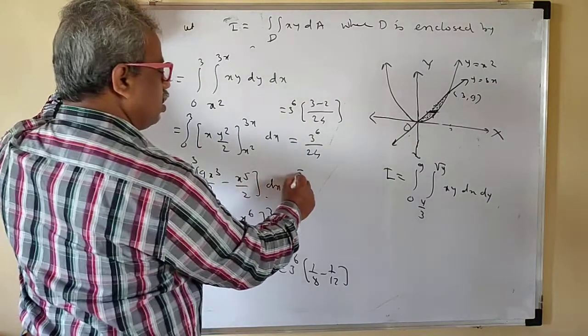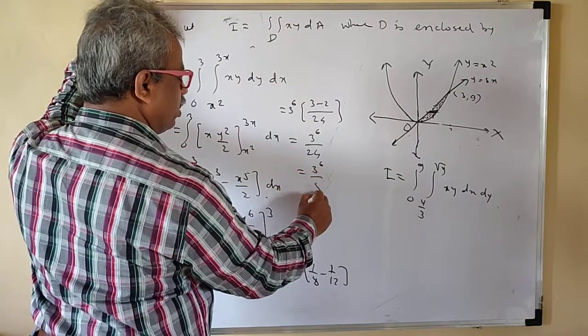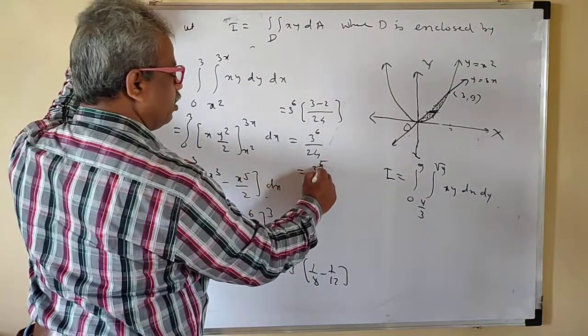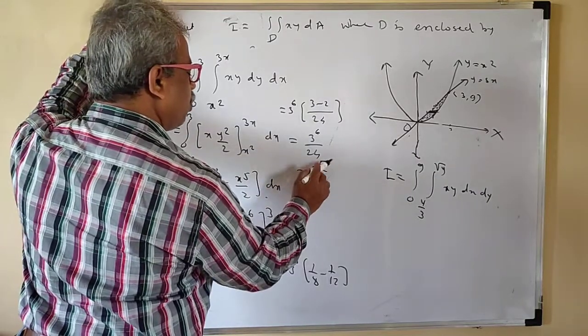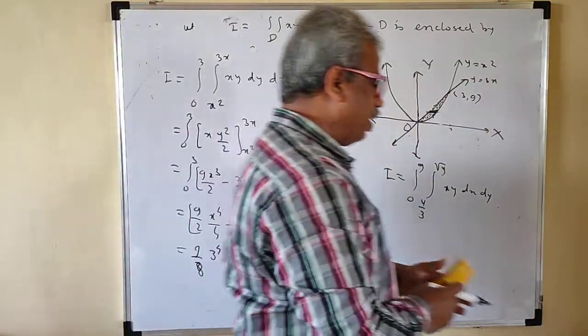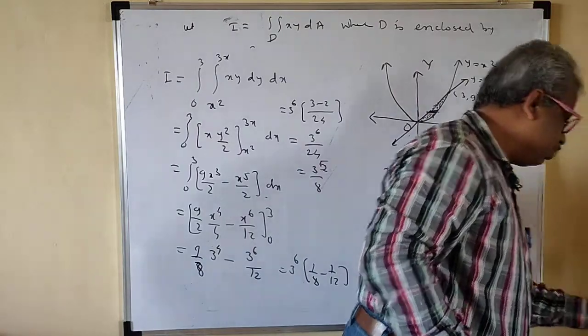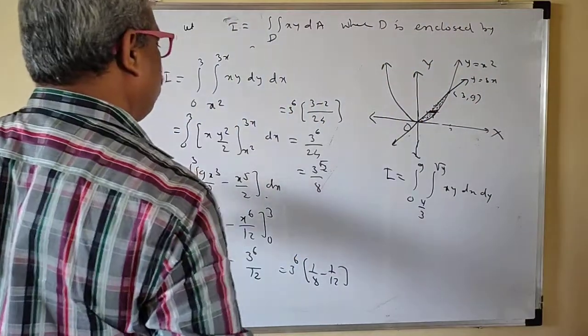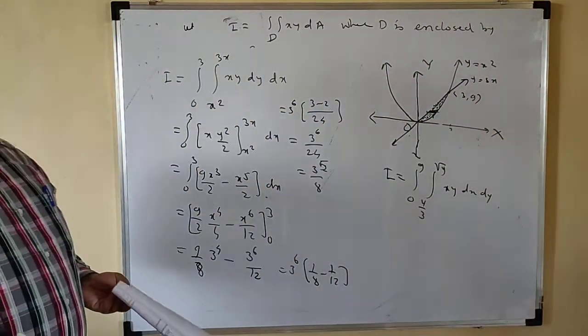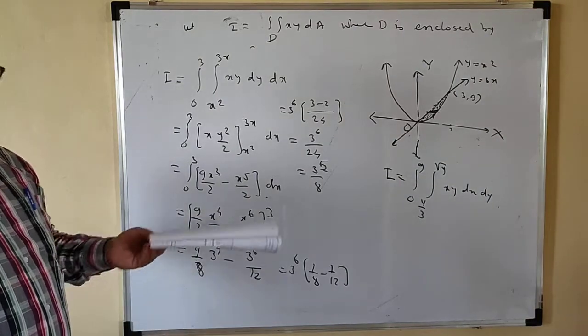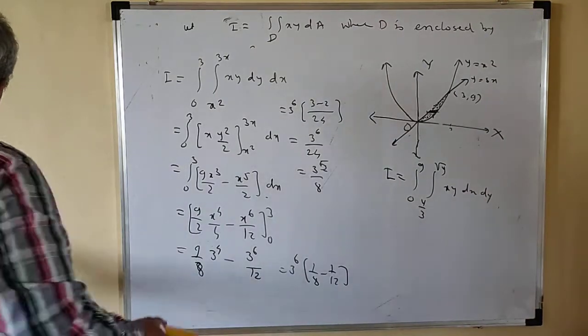Right. So that means this is 3 to the power 6 upon 8, now 3 to the power 5 upon 8. So now we'll find the value of 3 to the power 5. You can also keep it as 3 to the 5 as it is. No problem. Now we'll solve that one.